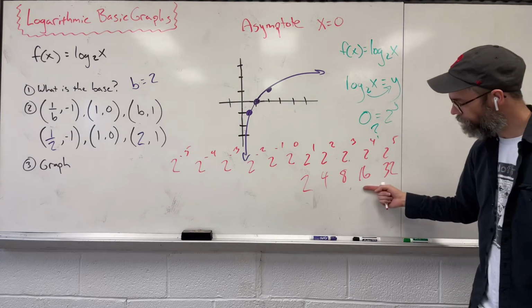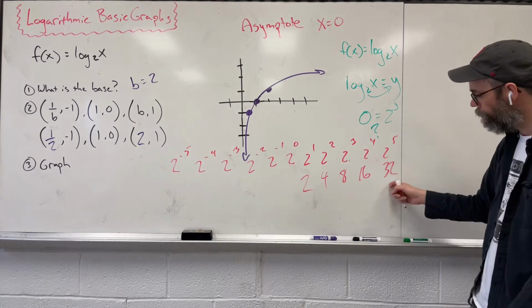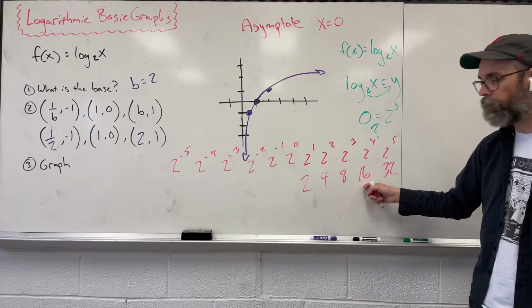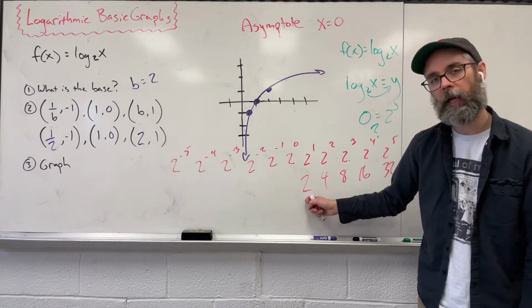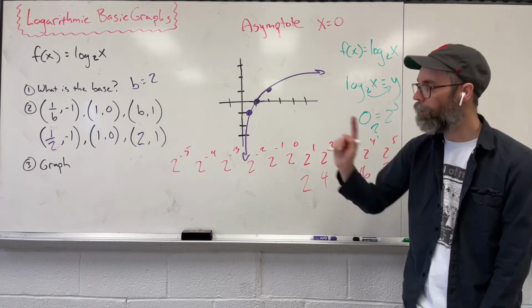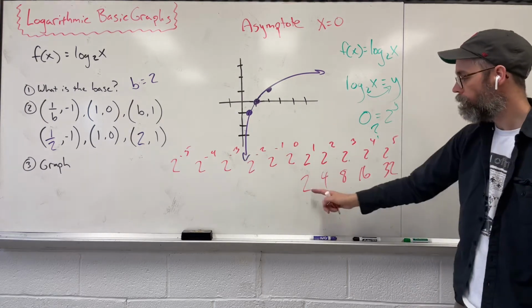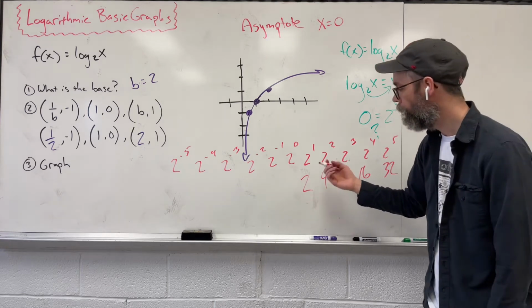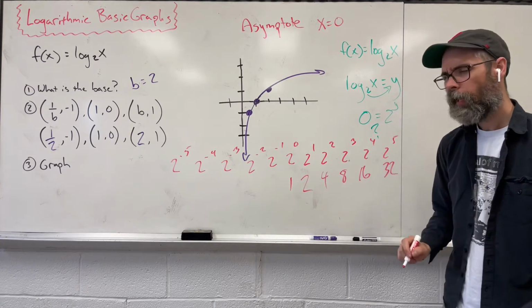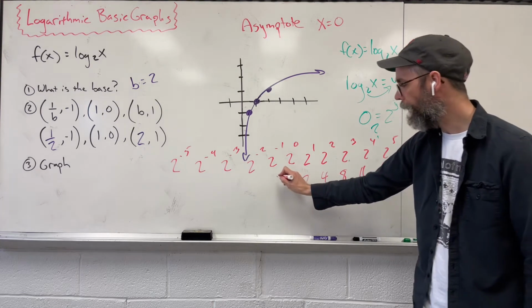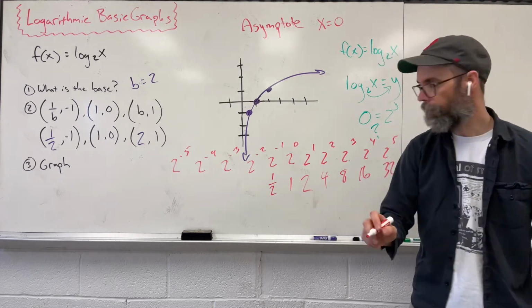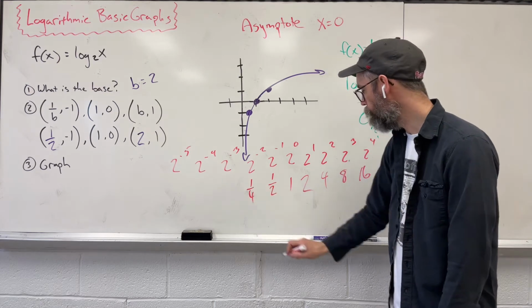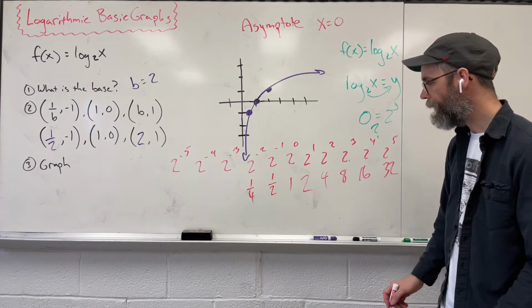What happens if we move in the reverse, though? 32 to 16, we cut it in half. We divide by 2. 16 to 8, we cut it in half, cut it in half, cut it in half. That pattern's still going to happen as we move backwards. So let's take 2 and cut it in half. 1. Let's take that, cut it in half. 1 over 2. Take that, cut it in half. 1/4. Whoa, what's happening here?